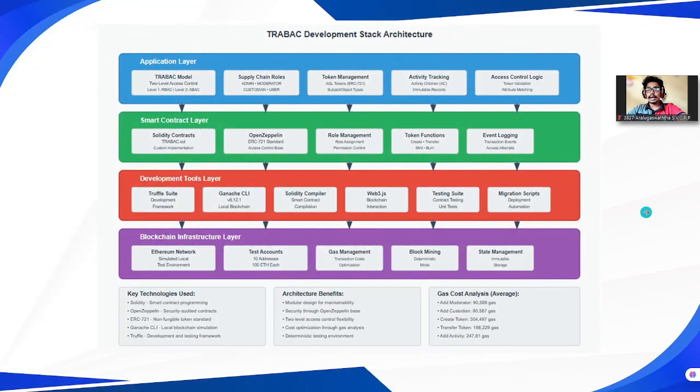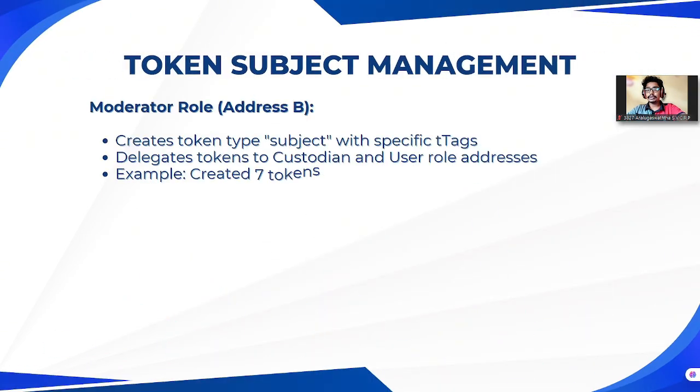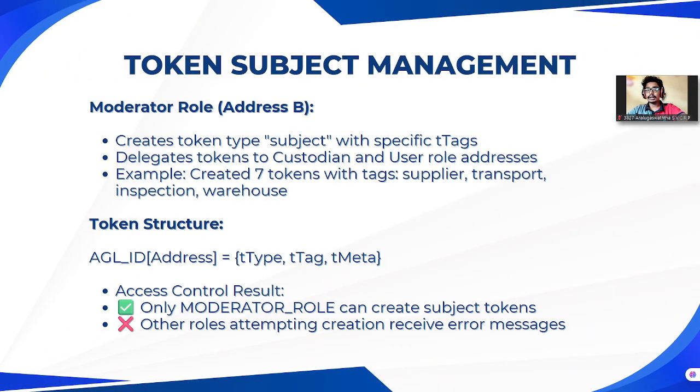This is an architecture diagram for the development stack they have used. Let me walk you through how the author implemented level 1 access control. The moderator role assigned to address B has the exclusive ability to create subject tokens. In their experiment, the moderator creates 7 tokens with different tags like supplier, transport, and inspection.